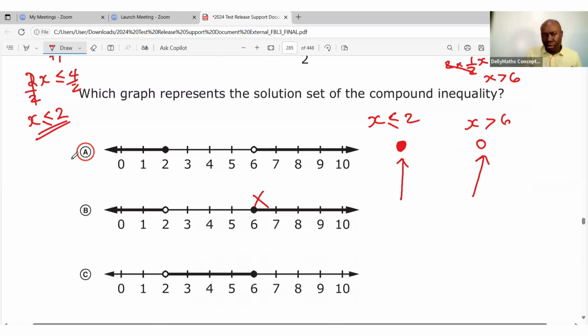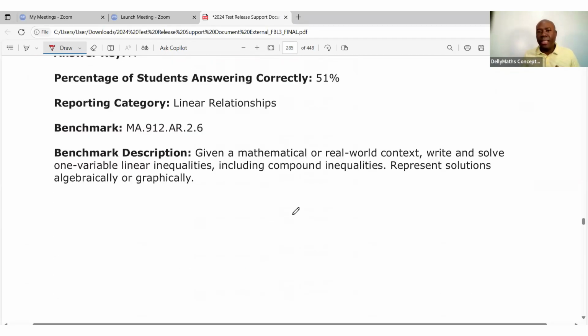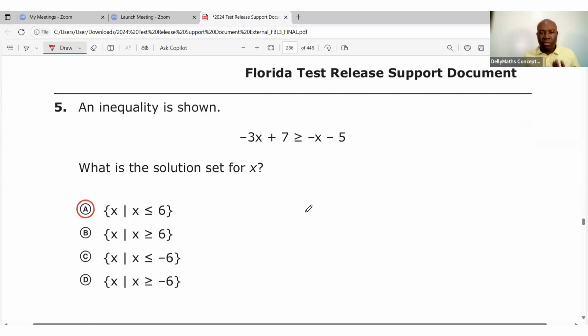And you could see right here, you see it here. Those are the things that you look for as you're picking your answer. So the answer right there is definitely A. All right, let's take a look at another question.